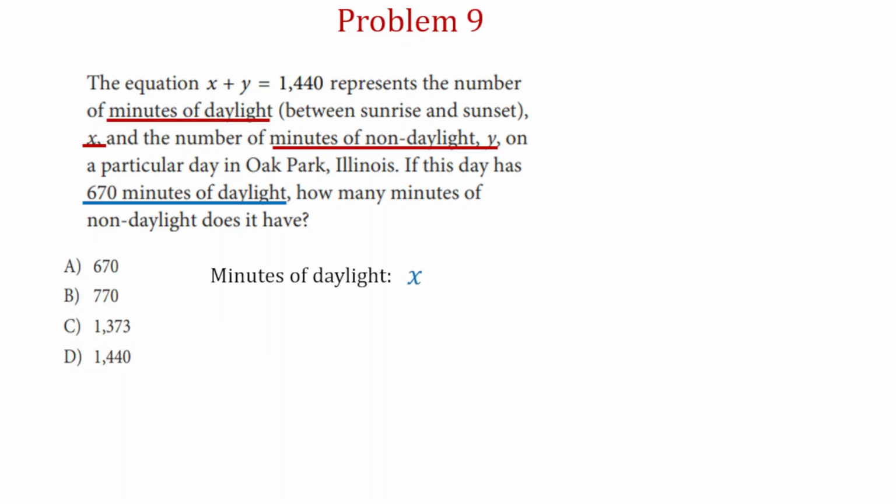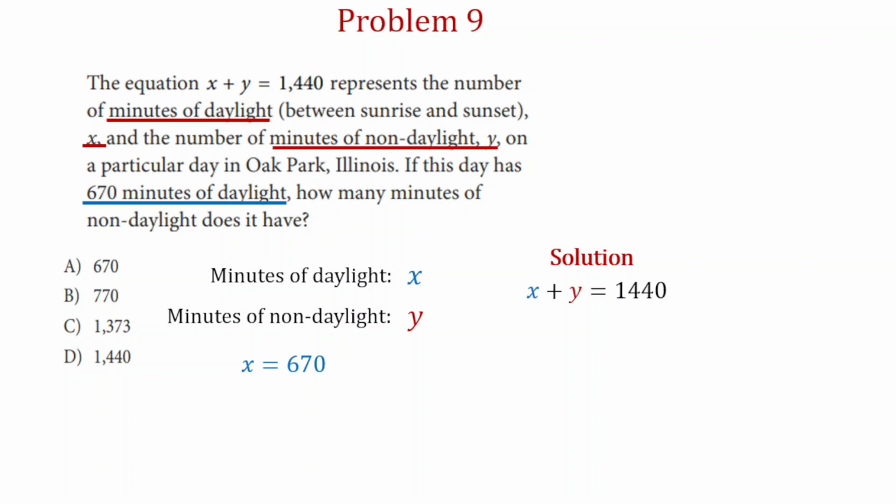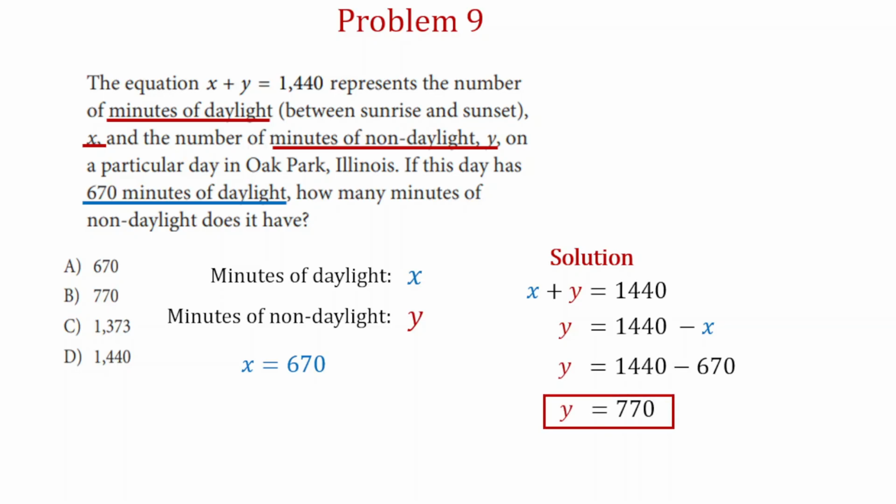Basically, x represents the minutes of daylight, and y represents the minutes of non-daylight. So 670 is equal to x. Now solving the equation, x plus y is 1440. Y is equal to 1440 minus x, or 1440 minus 670. That is equal to 770.